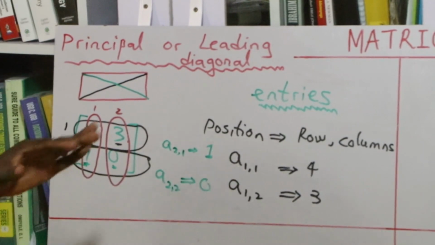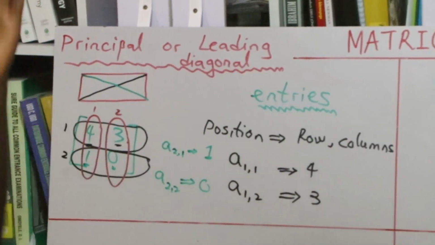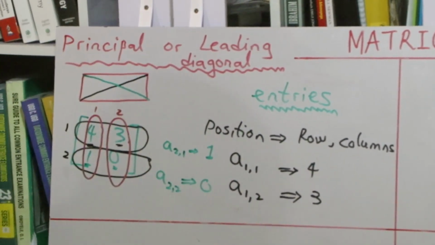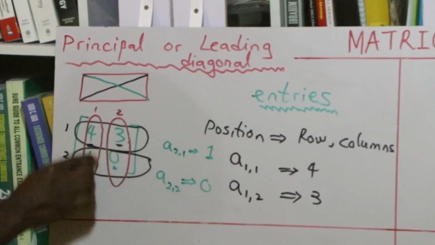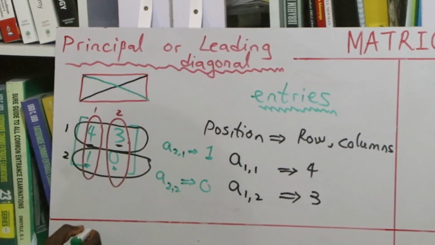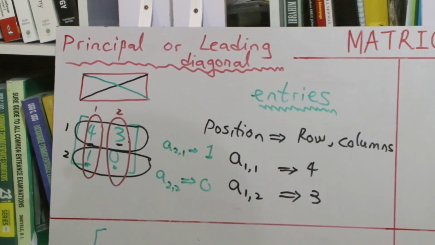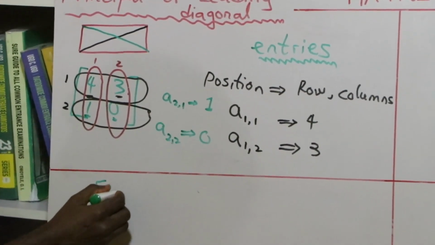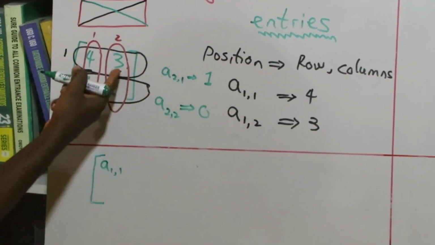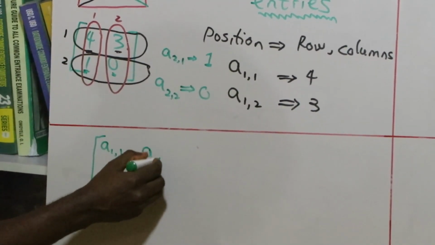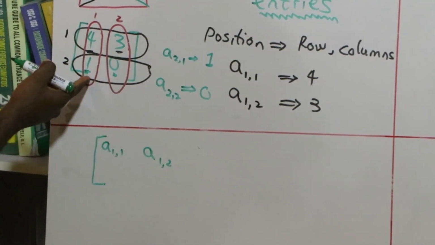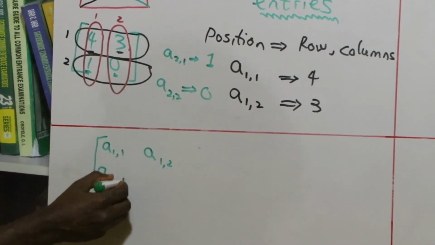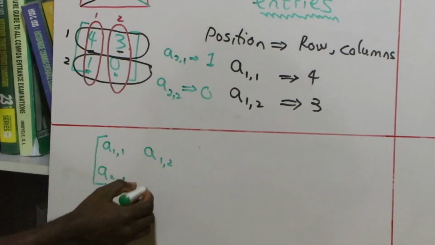Interesting. Now back to why we are explaining all of this: principal and leading diagonals. Now when you look at this, let's use the position of each entry to represent our matrix. So let's draw this here carefully. The position of 4 will be A11, the position of 3 will be A12, the position of 1 will be A21, and the position of 0 will be A22.